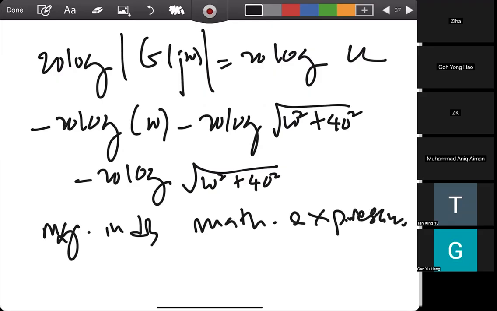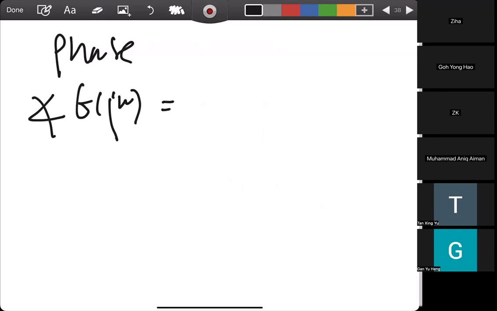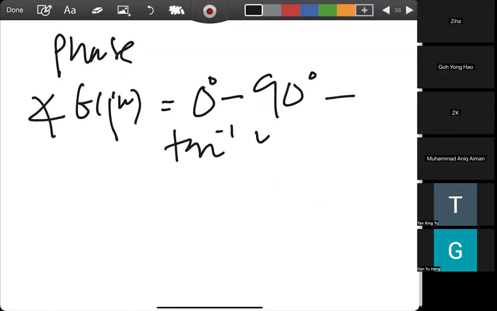For the phase, very easy. Constant 0 degrees, then minus arctangent omega divided by 40, minus arctangent omega divided by 40. Very easy.